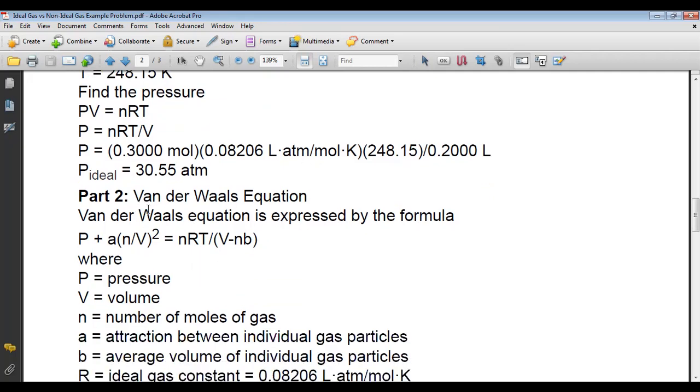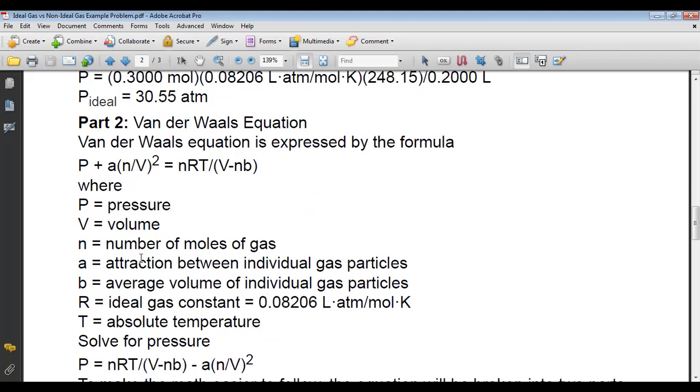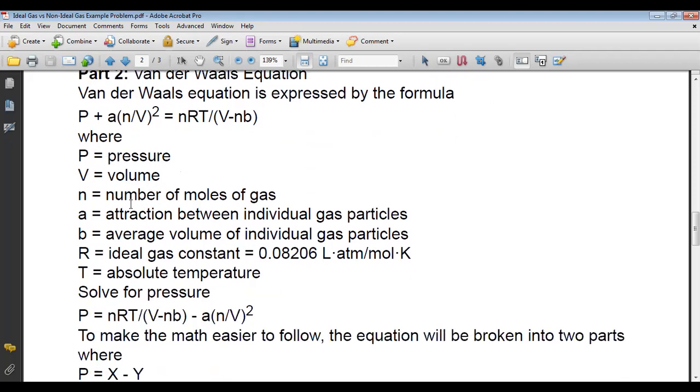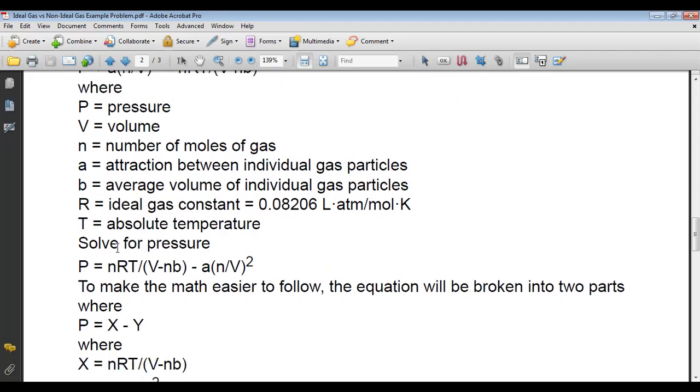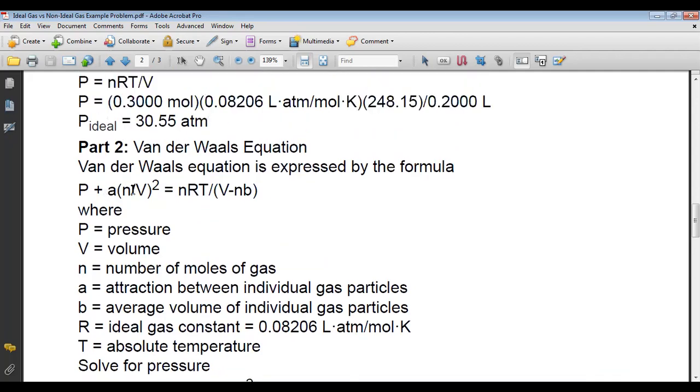Now for the real gas, we are going to use the van der Waals equation, and the van der Waals equation is this, with the term a n square over V square. This is the same as we have discussed in the previous lecture. Again, P is the pressure, V is the volume, n is the number of moles of the gas, a is the attraction between the individual particles, b is the average volume of the individual gas particles, and having these constant values. R is the gas constant having this value, T is the absolute temperature, and now you can solve for the pressure, similarly to what we have done for the ideal gas equation. So this is the van der Waals equation.